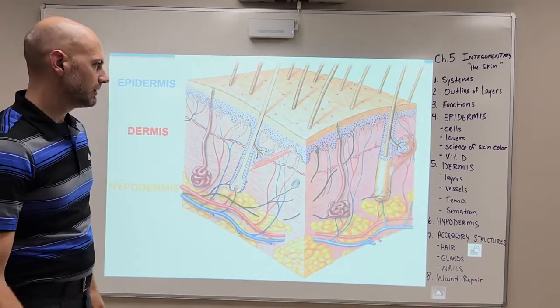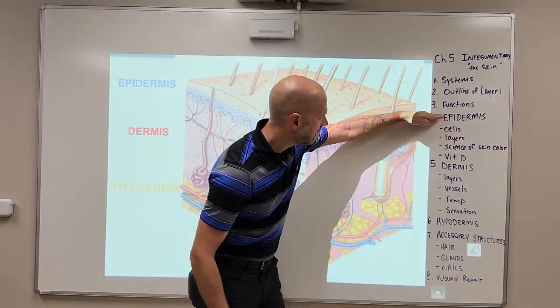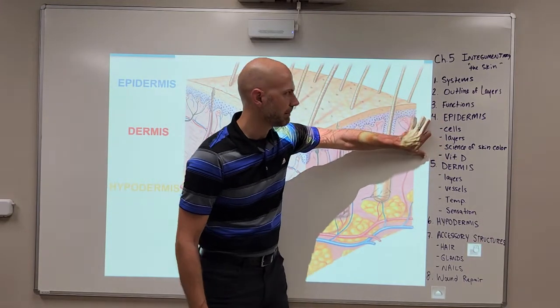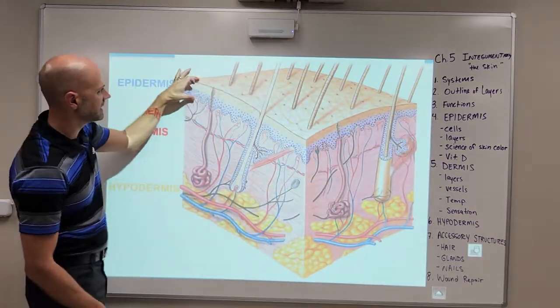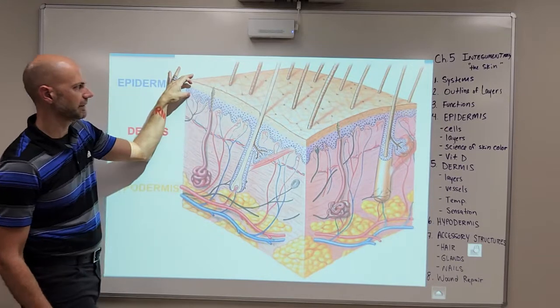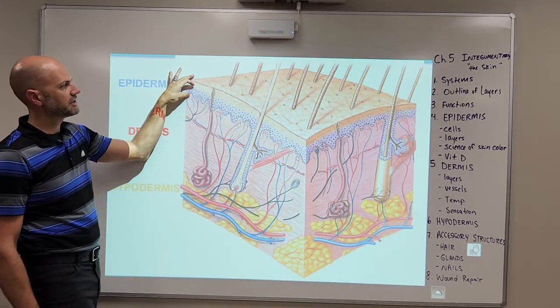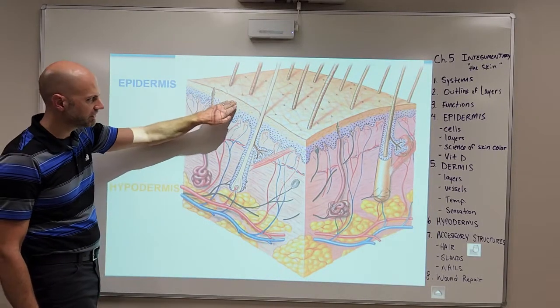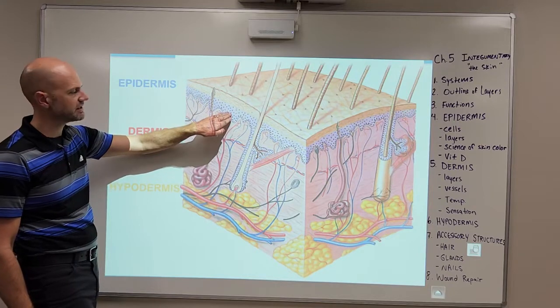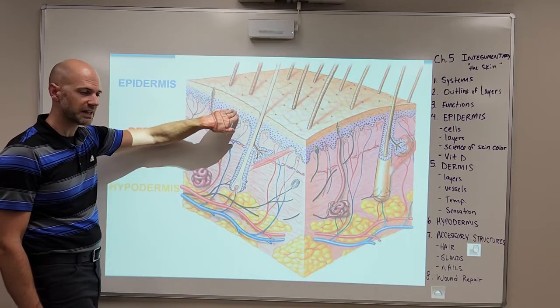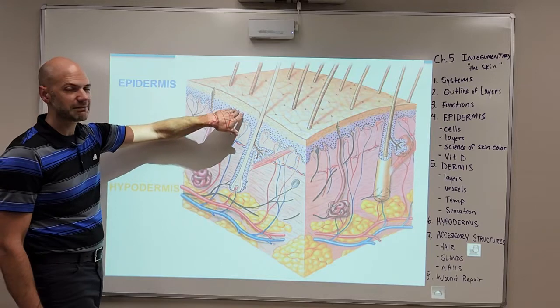All right, so we have found our way all the way down through the epidermis. We just studied this top layer. It had some special topics. We talked about the cell types. We talked about the four or five different layers. We talked about skin color with the melanocytes, and we talked about vitamin D.